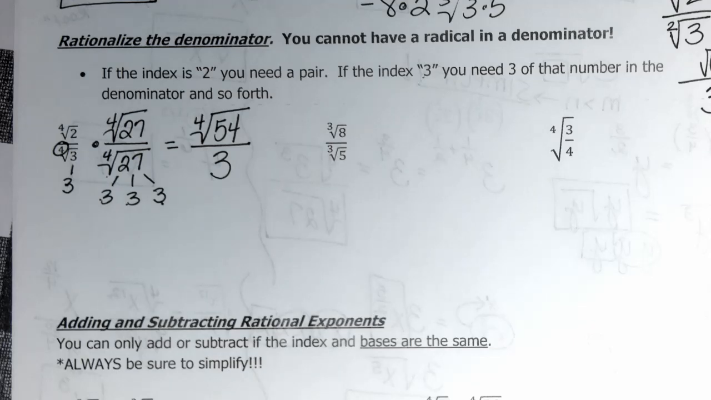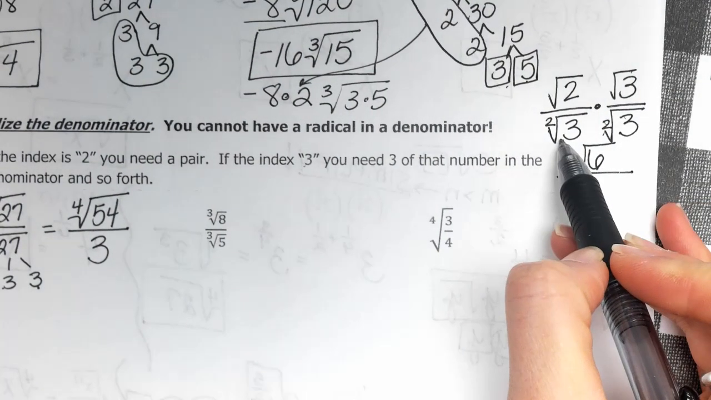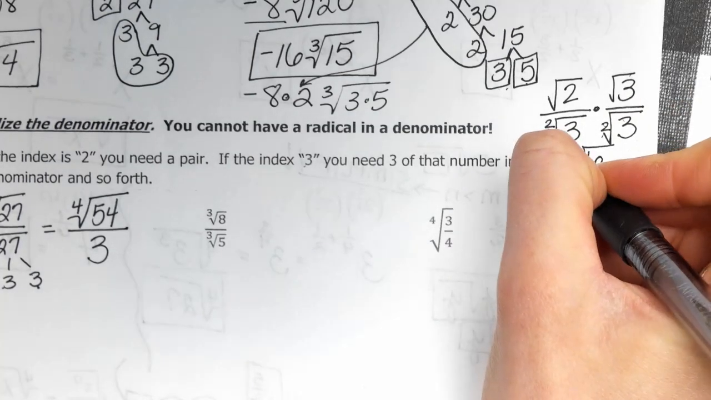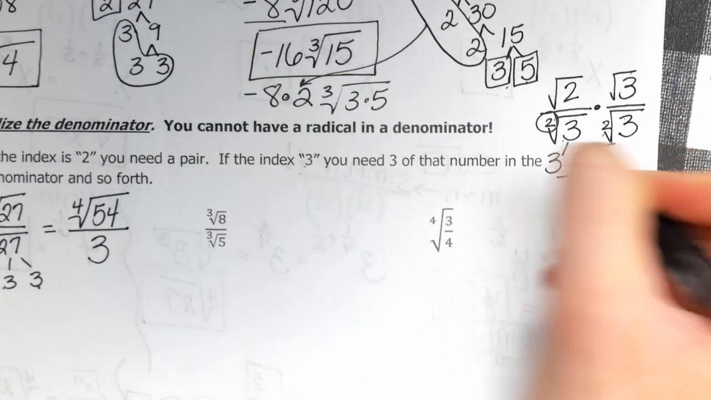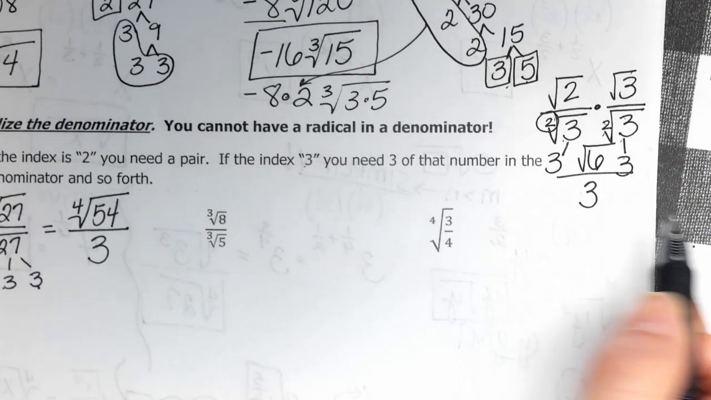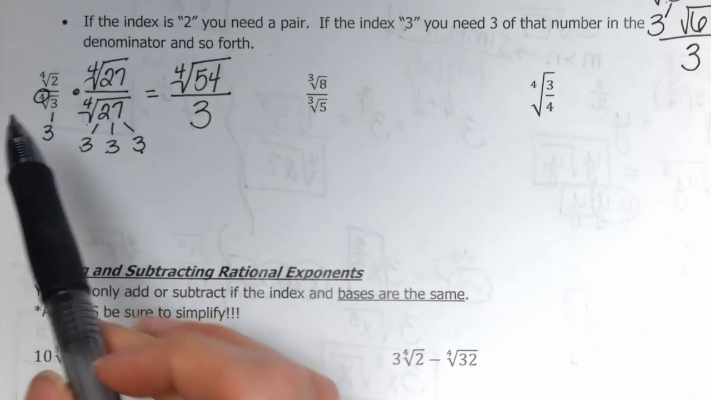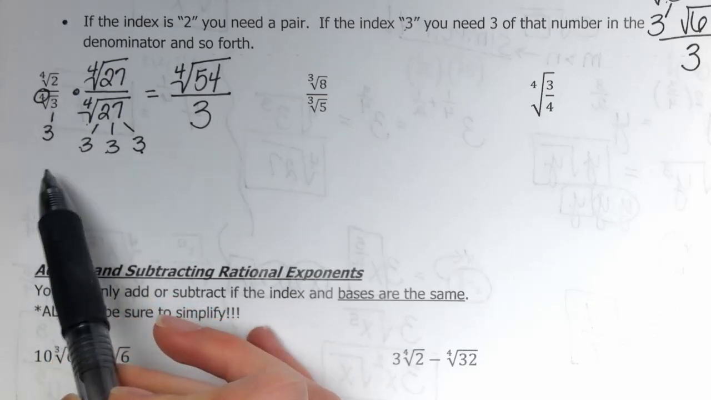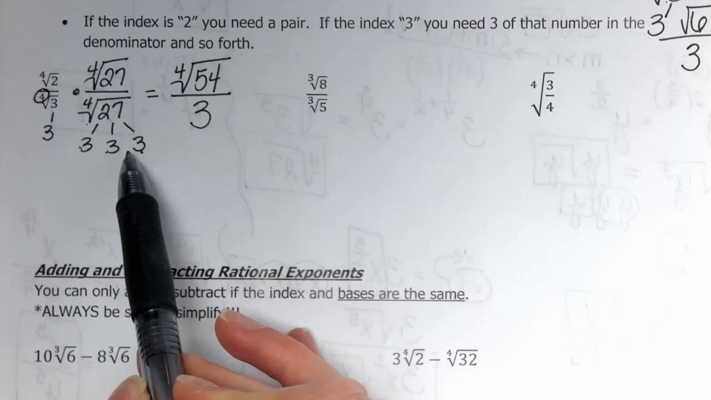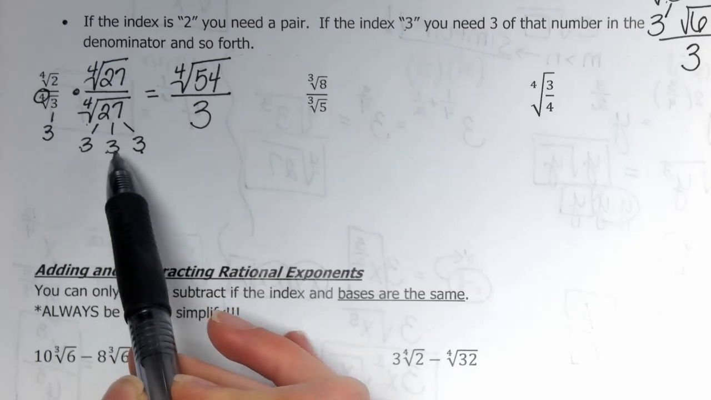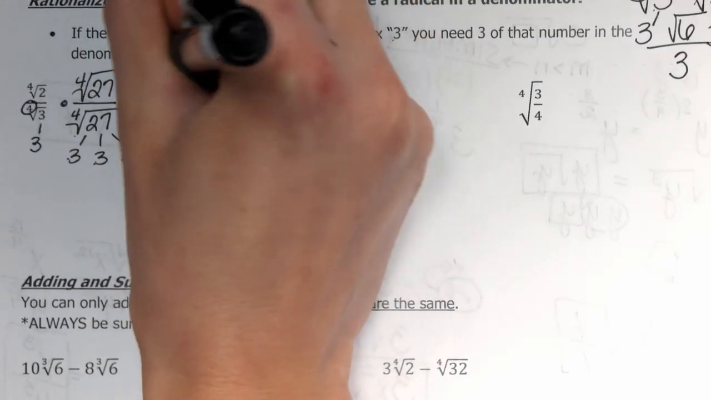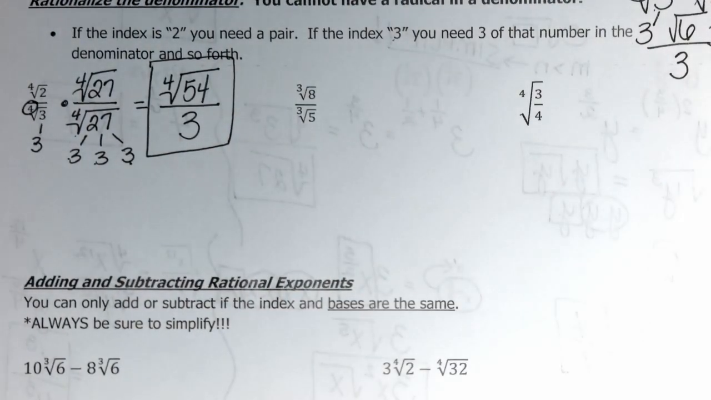Okay? So if you need to go back to this, I had the square root of 3, and I multiplied it by itself because I needed 2. There's 1. I need 1 more. That's why you multiply it by itself. Now that I have a 4th root, I need 4. I have 1. I need 3 more. Okay? Y'all follow me? This is where a lot of people got confused, so you have to speak up if you don't understand.